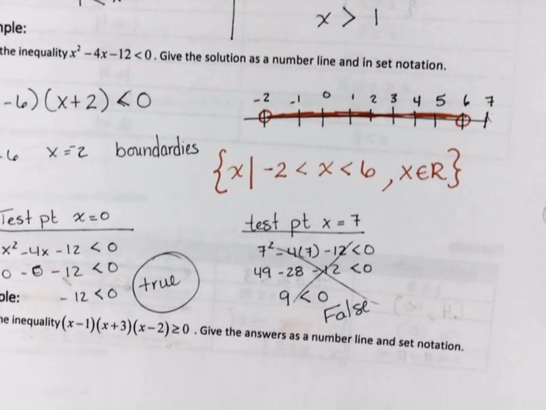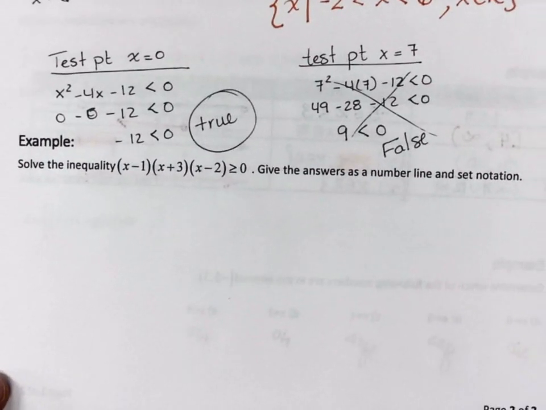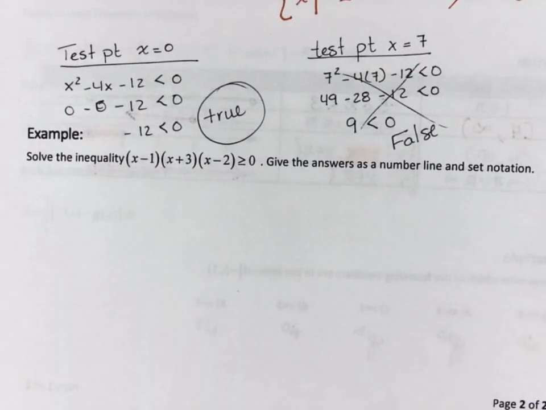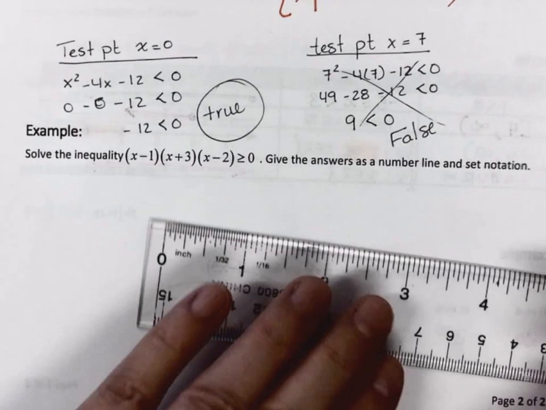Okay, so now we're going to do this one. We're going to do the same thing, but this one's given in factored form, so this is going to be nice and easy. I know I've got my ruler around here somewhere.